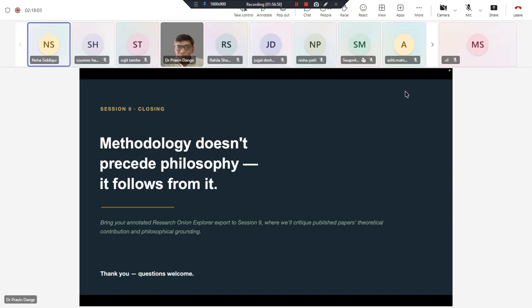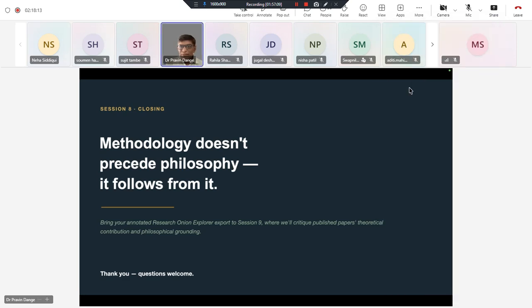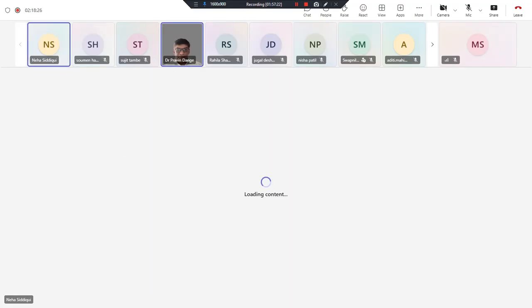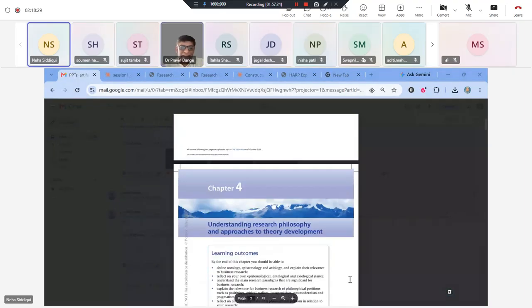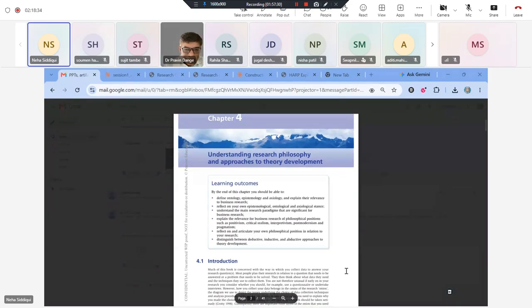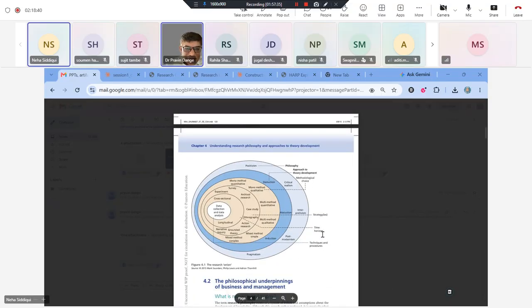Sir, is this the business students article? Research methods? Yes, I can see it in the browser. If you want, I can share it. Yeah, please do. I need to learn this Teams functioning also. In this article, go down, there is a diagram given, right? Sorry, scroll down. There is a diagram illustration given, right? On the third page, the onion. This is the diagram illustration.